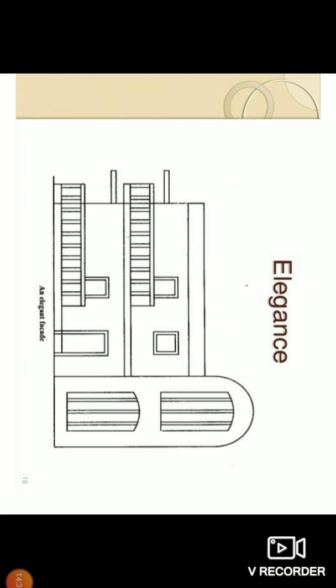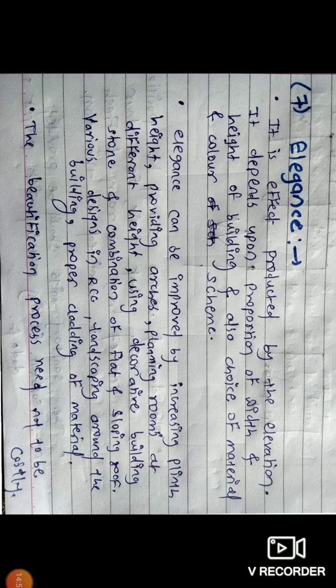Next, our principle is illusions. Illusion is a very important principle. Simply suppose you stand in front of any building and look towards that building. Whatever looks to your eyes, that is the illusion. Elegance is the effect produced by the elevation. The depth of the elevation totally depends on the width and height of the building. It also depends on the choice of material and color scheme.